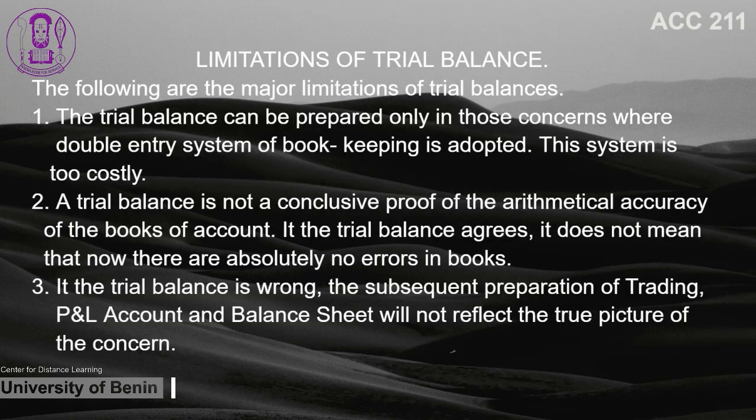Limitations of trial balance. The following are the major limitations of trial balances. 1. The trial balance can be prepared only in those concerns where a double-entry system of bookkeeping is adopted. This system is too costly. 2. A trial balance is not conclusive proof of the arithmetical accuracy of the books of account. If the trial balance agrees, it does not mean that now there are absolutely no errors in books. 3. If the trial balance is wrong, the subsequent preparation of trading, P&L account, and balance sheet will not reflect the true picture of the concern.